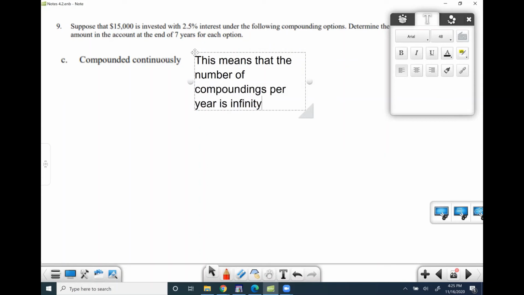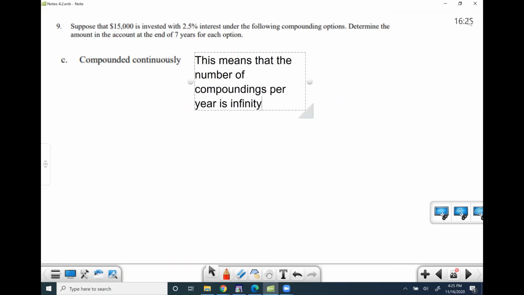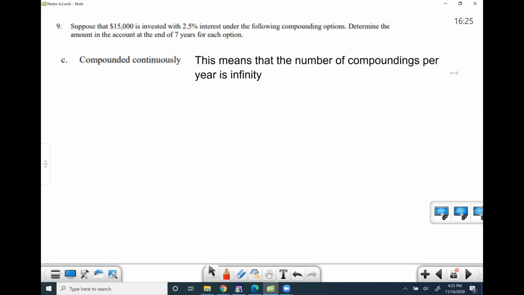If you were wondering what the heck compounded continuously meant. Okay, so we should expect even more, because we went from once per year to 4 times per year, and now we're saying infinity times per year. So it will be a little bit higher, nothing super major, but a little bit higher. Let me talk about why it gets bigger and bigger.